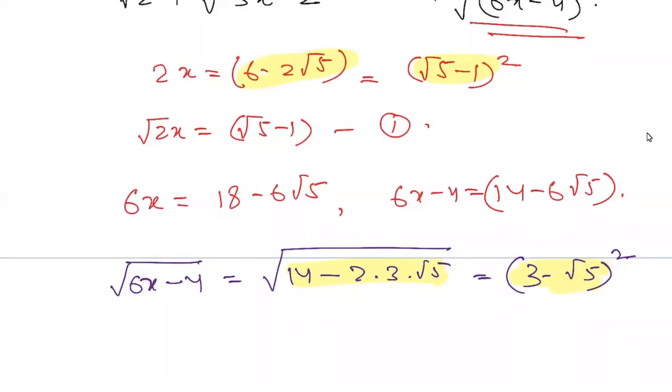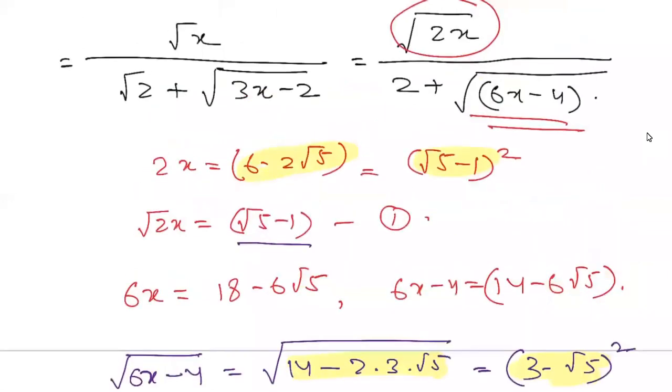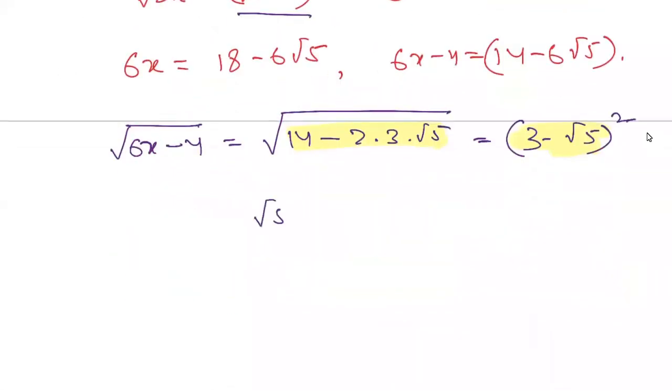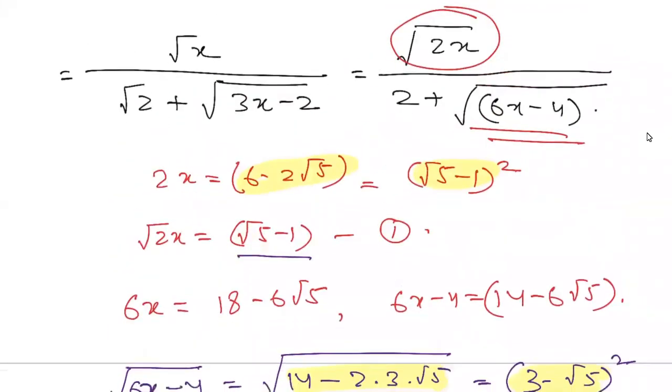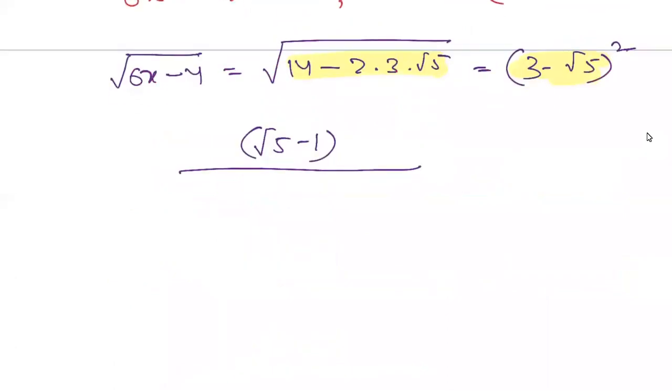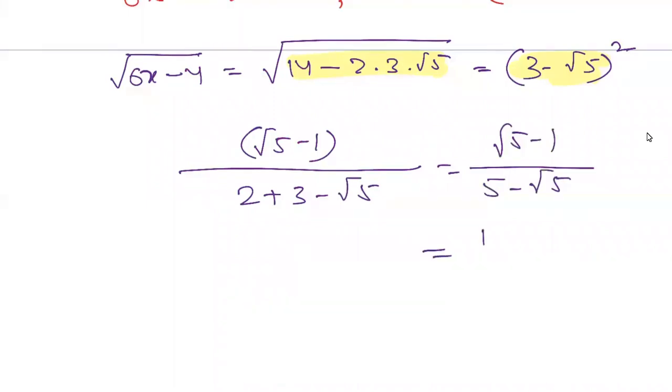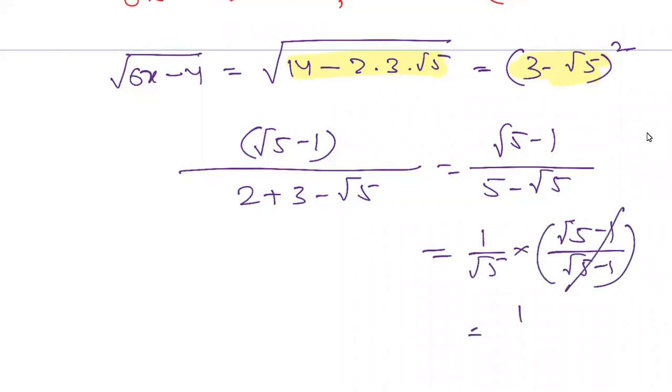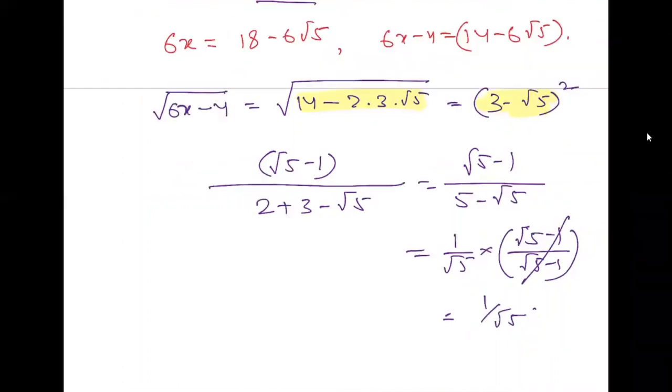Okay, so now what you are getting, in the numerator I got root 5 minus 1, and the denominator is nothing but 2 plus 3 minus root 5. So this is root 5 minus 1 upon 5 minus root 5. Root 5 will be common out from the denominator. Root 5 minus 1 upon root 5 minus 1, both cancelling out, 1 by root 5. Beautiful question. Very good arrangement. Jaldi se note karna.